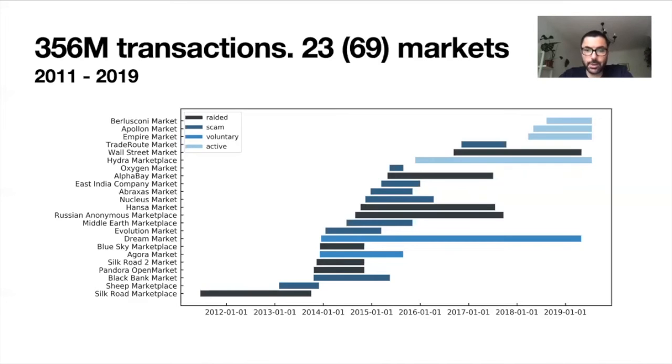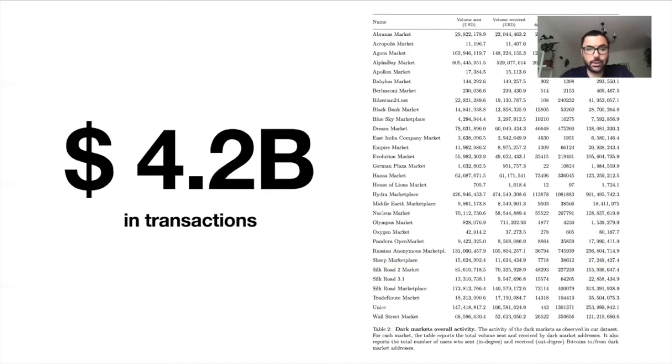And you see most of them are not alive anymore. The reason for closure is color-coded. They can be raided, scam, voluntary closure, and a few were still active in mid-2019. The total volume in transactions that we observe is $4.2 billion. And more or less the amount that enters these markets is equal to the amount that leaves them. So you can also have a clear indication of the fluxes there.